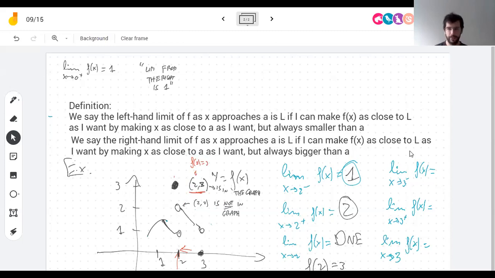Okay, so let's see if we've understood. Oh, there's so much stuff in this slide. Let's see, so what is the next one? What is the limit of f as x approaches 3 from the left?